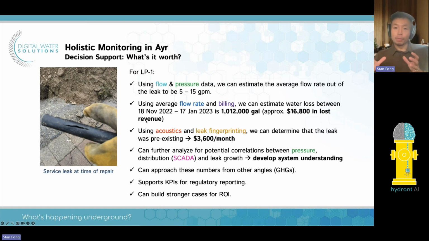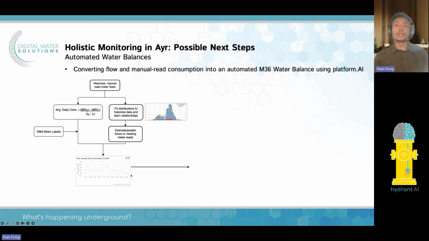So that's kind of just with what we have so far, right? And where we're moving towards with Region and other utilities is, okay, let's take some of that data and build beyond leak detection. So one of the things is looking at possible next steps, automated water balances. A lot of utilities use the M36 water balance as kind of a model for benchmarking where they are in terms of unaccounted for water. And one of the main missing pieces right now is you need the meter data and you need the flow data and you need district metered areas, obviously.